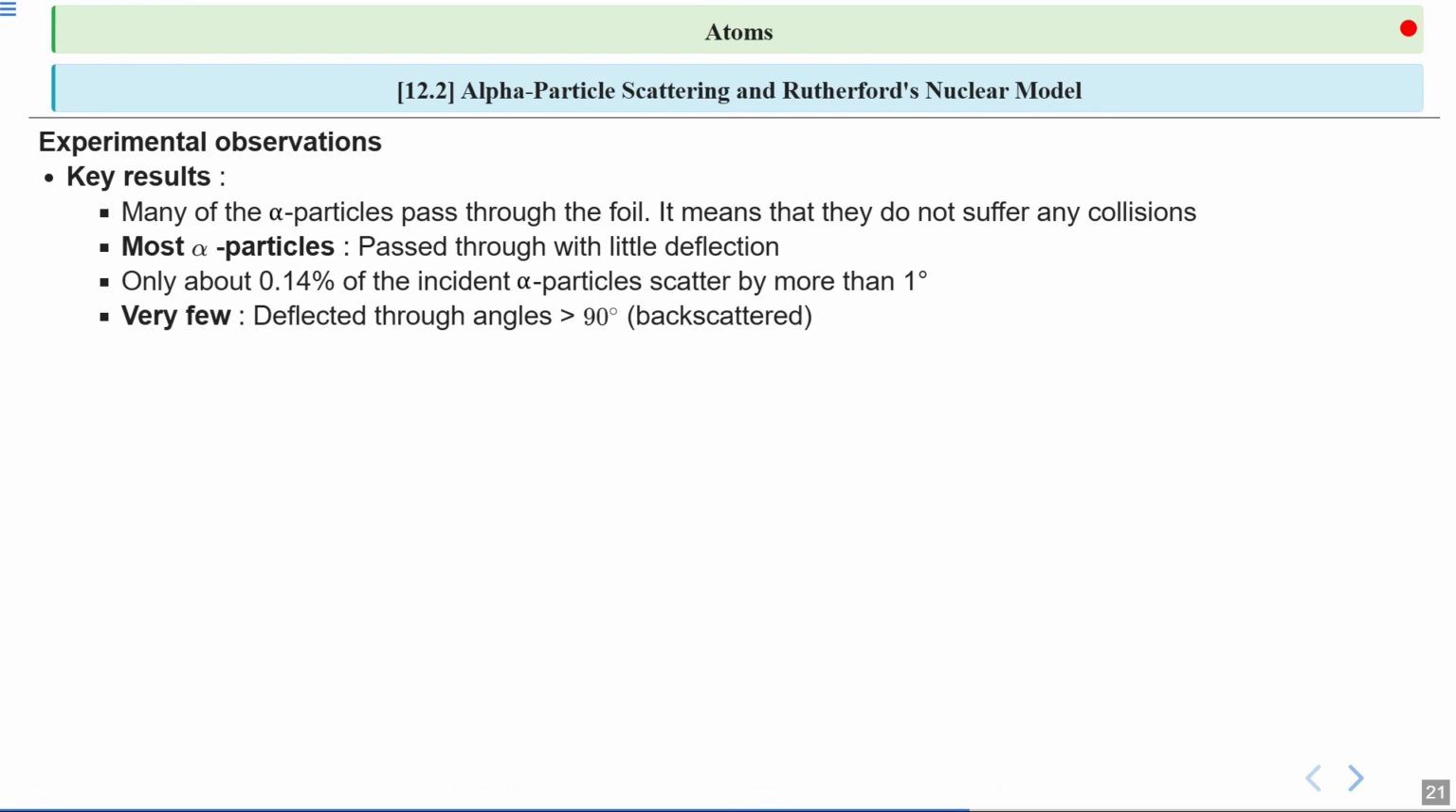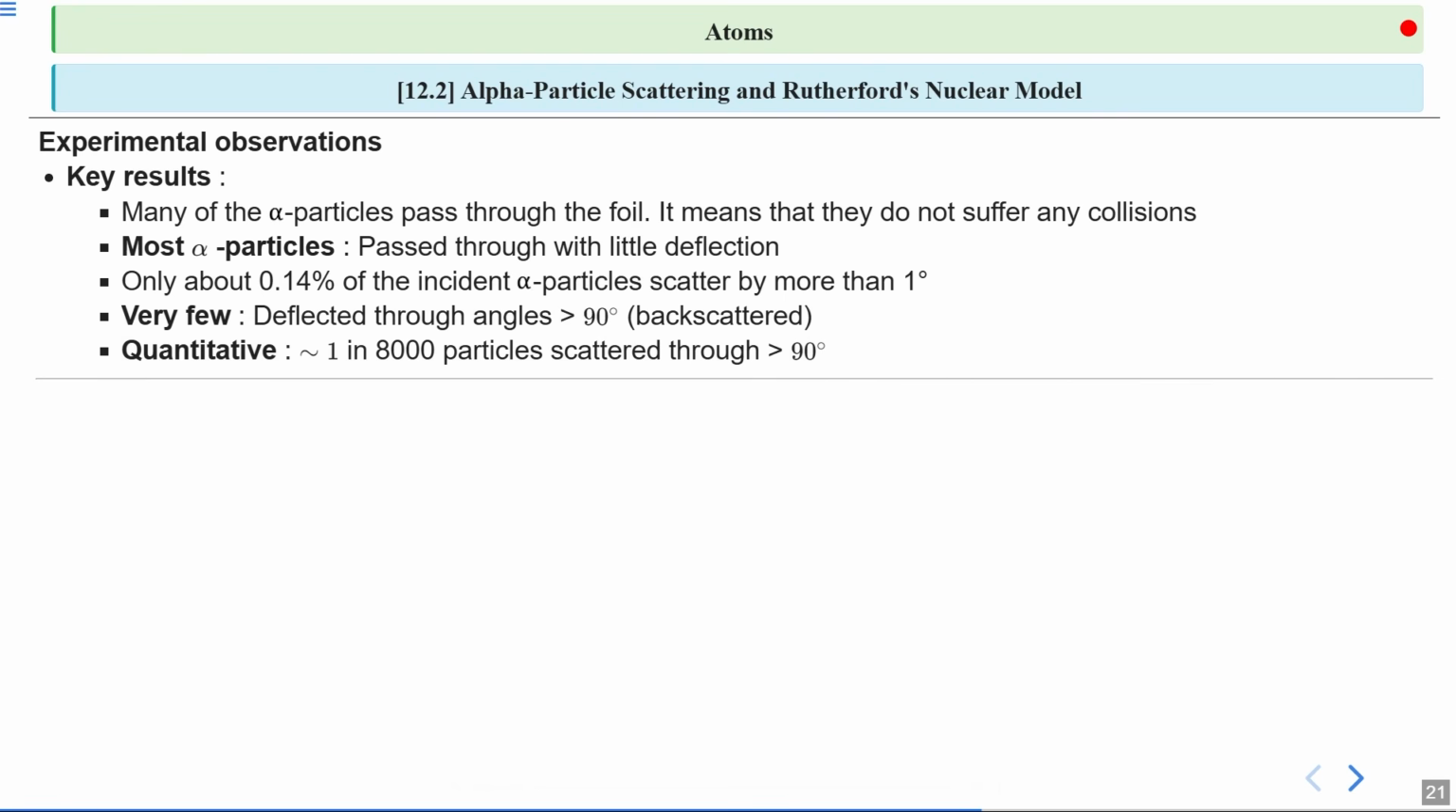This is a quantitative result. Very few means 1 in every 8,000 alpha particles is deflected through greater than 90 degrees, meaning we can use it to estimate the size and charge of the atomic nucleus. The fact that it's so rare tells us the nucleus is extremely small compared to the whole atom. So quantitatively, 1 in 8,000 particles scattered through greater than a 90 degree angle.